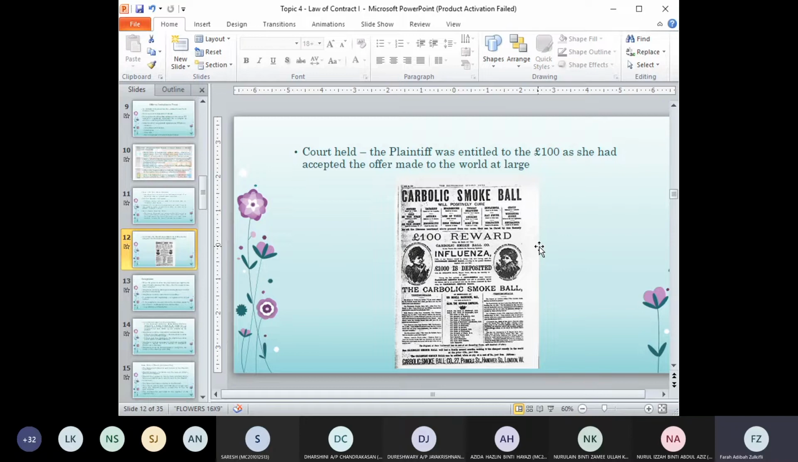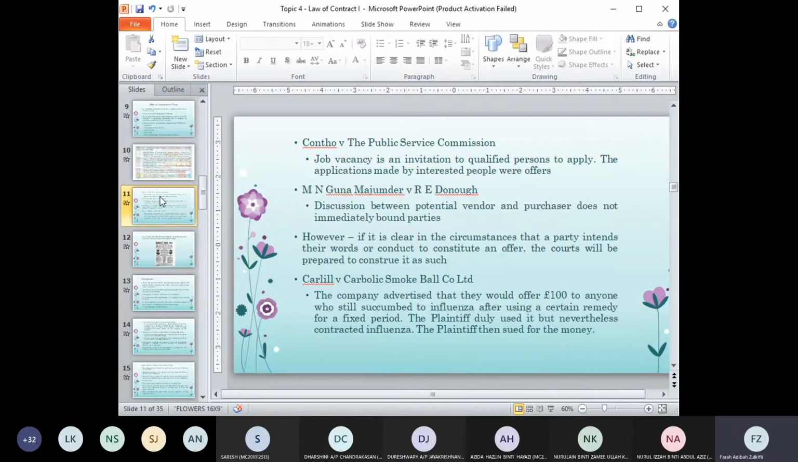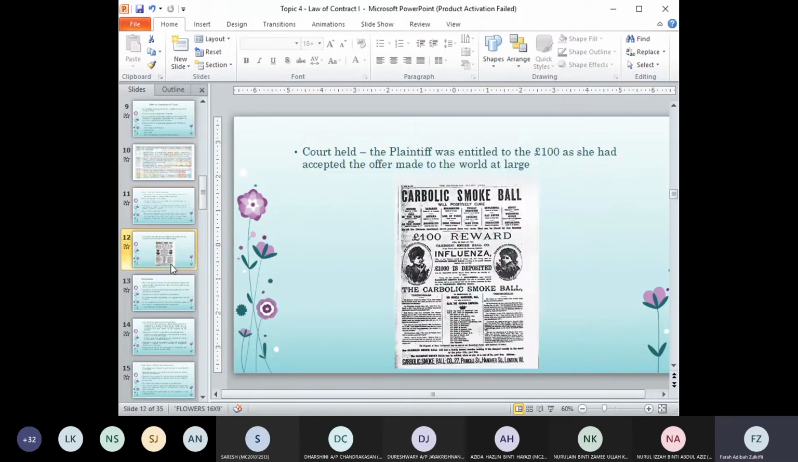So the company is stating that if you use our smoke ball, you will be healed from your illness. The company goes one step further and states that if after you use our smoke ball for, I'm not sure what the period is, there is a fixed period, for example, they said that if you use our smoke ball for 3 months and you are still not healed from influenza, we will pay you 100 pounds sterling. So the company put it in the advertisement, saying that if you are not healed from influenza, we will give you a 100 pounds sterling reward.